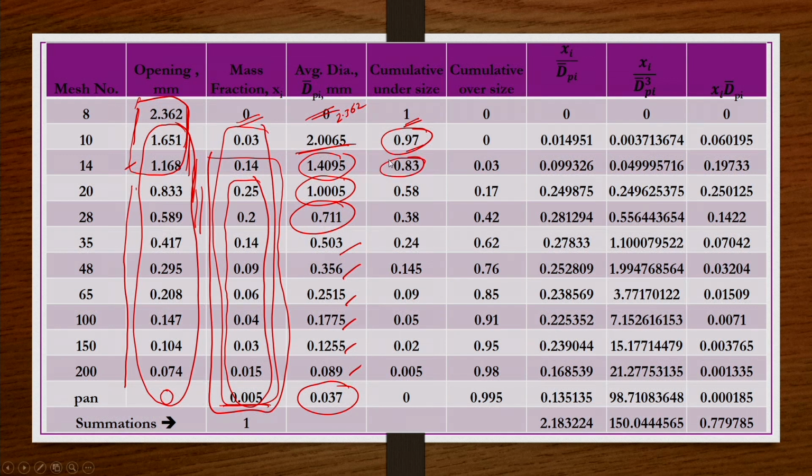Likewise, the fraction of material smaller than Dpi 0.833 would be 0.58 if you add these numbers together, and the fraction of material smaller than Dpi 0.589 would be the summation of all these numbers, 0.14 to 0.005, all added together to give this number. Like that, you can get all these numbers here by finding the cumulative fraction smaller than Dpi of that particular row, that is, that particular mesh.